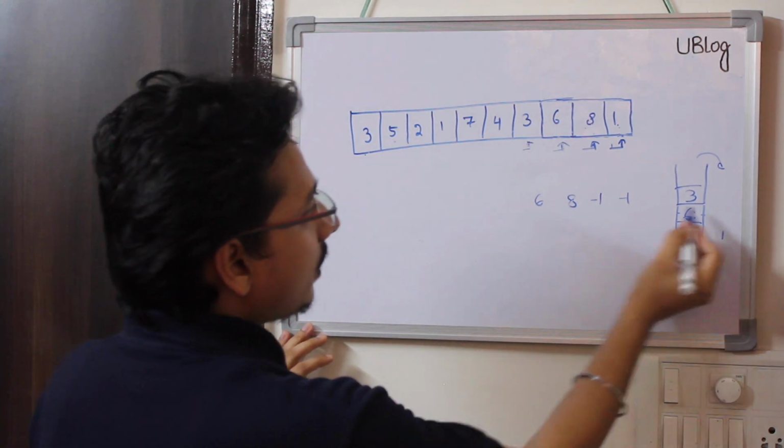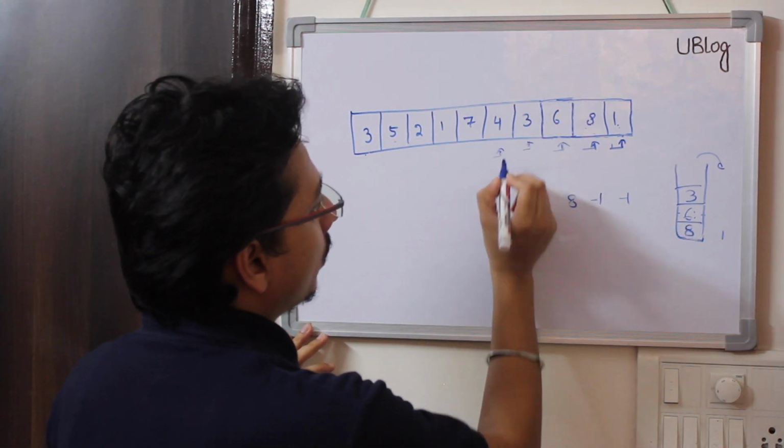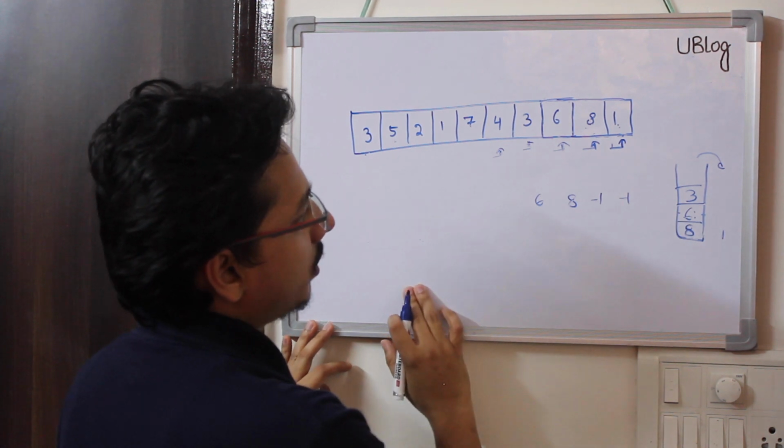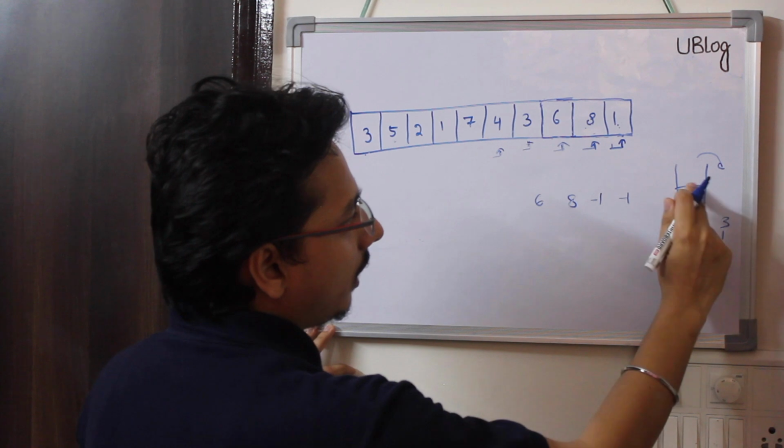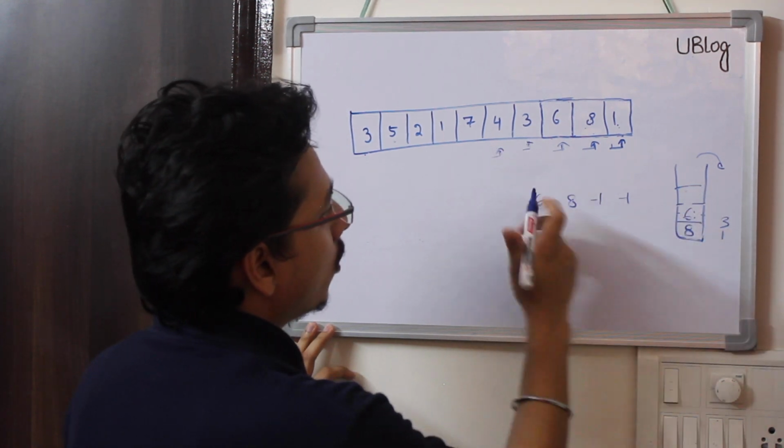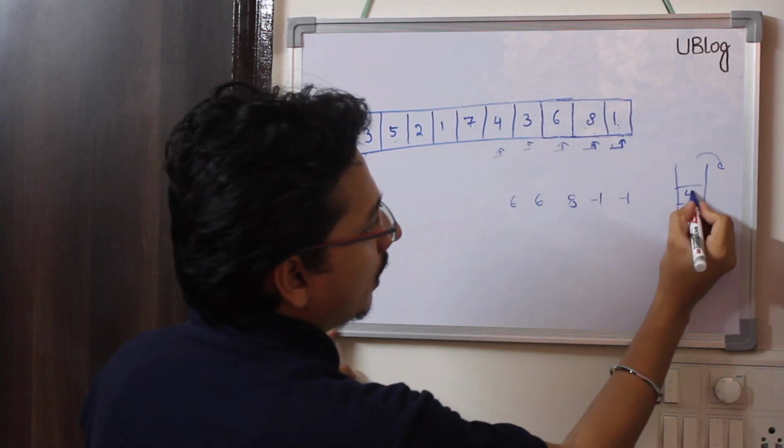So now after inserting 3, I am at 4. So I'll be popping all the elements which are smaller than 4. So my 3 is smaller than 4. So I'll pop it out, and then I'll print the top. So top is 6, and then I'll insert 4 again back.